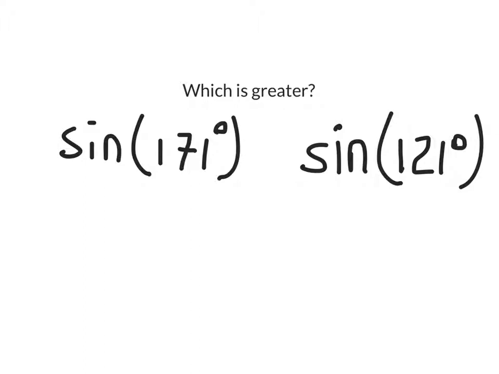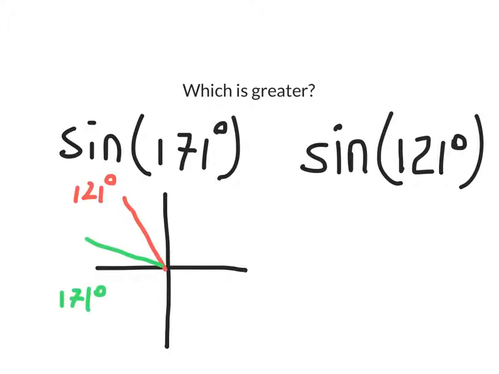Which is greater, sine of 171 degrees or sine of 121 degrees? Begin by drawing both rotations in the circle. Both of these angles are going to be in the second quadrant because they're between 90 and 180 degrees. 121 degrees will be closer to 90 degrees, and 171 degrees will be closer to 180 degrees.